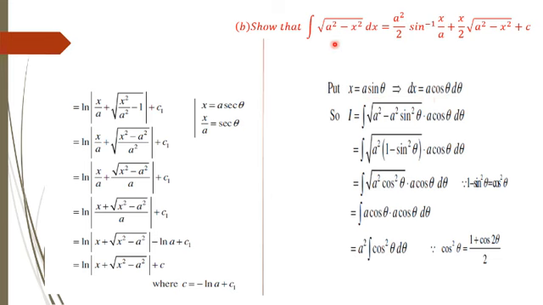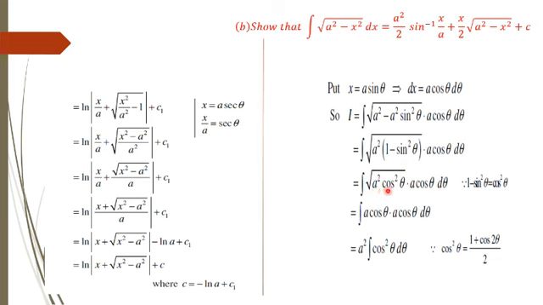Now replace the values. A square minus x square, x square means a square sin square theta. Dx. What is the value of dx? The value of dx is a cos theta d theta. Taking a square common, we have a square times 1 minus sin square theta, and we know that sin square theta plus cos square theta is equal to 1. 1 minus sin square theta is equal to cos square theta. So replace 1 minus sin square theta with cos square theta.